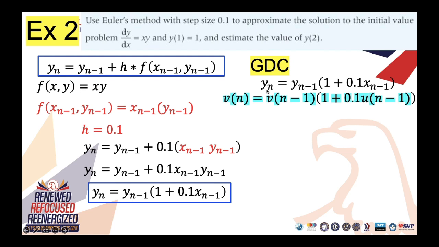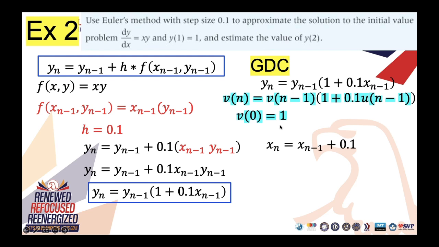So for y sub n, instead of y, we use v, remember? So this is how it should look like in your GDC, okay. Use the appropriate buttons. And then v sub 0 is equal to 1, because here we say that we start with 1 for x, resulting to 1 for y. So this is when n is equal to 0, that's our starting point. So at the starting point, where n equal to 0, y is 1 and x is 1. That's why at v sub 0, the value is 1.